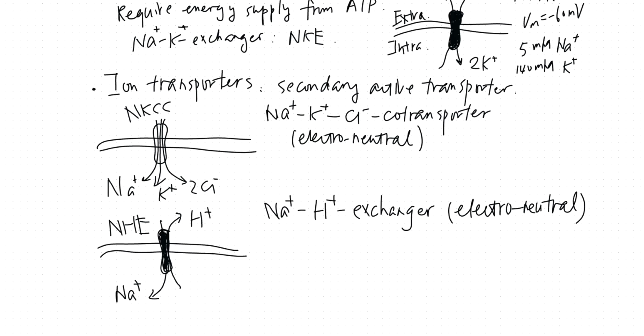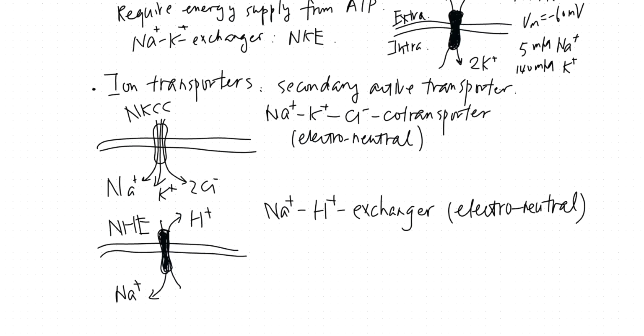Both of these are called transporters. They are secondary active transporters. Those transporters that move all the ions in the same direction, like NKCC, are called co-transporters, because they move all the ions into the cell. For a transporter that moves ions in opposite directions, one in, one out, we call it an exchanger. Those are examples of ion transporters.